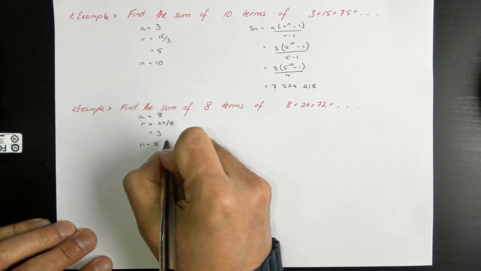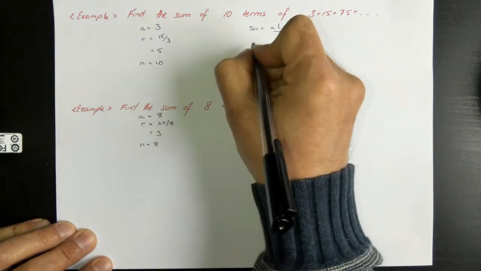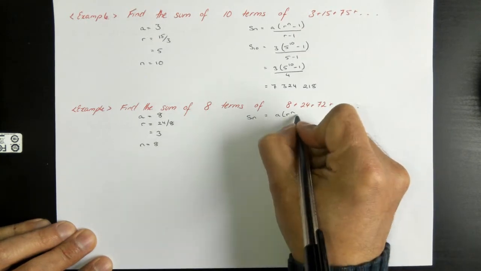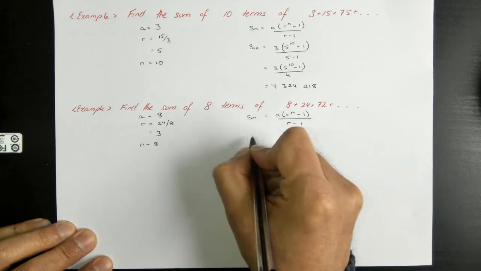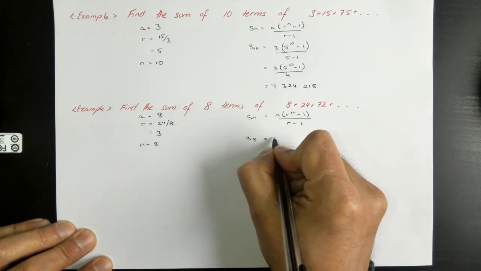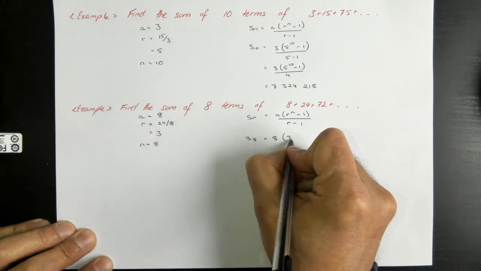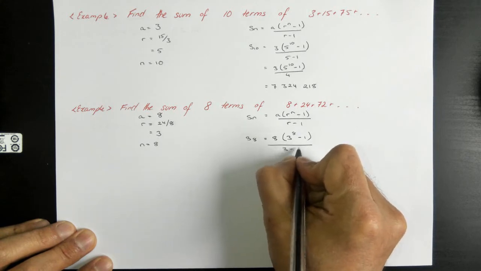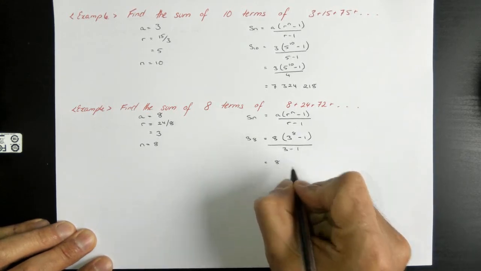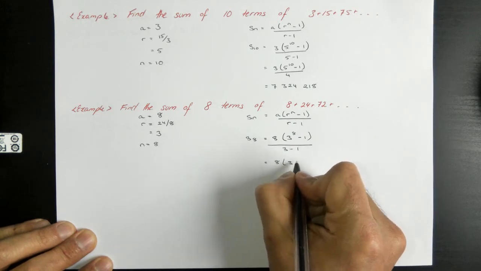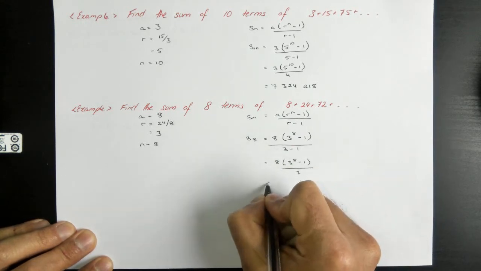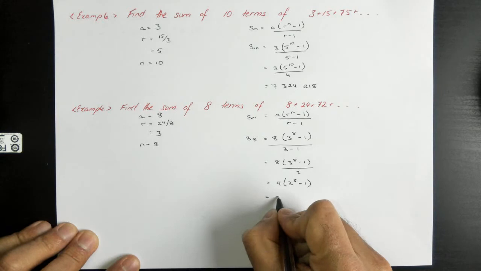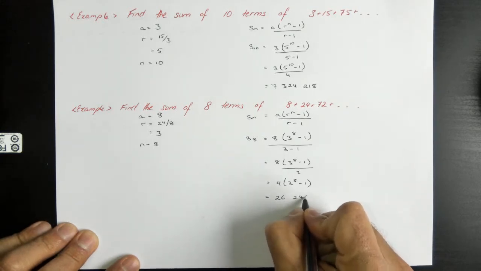3 is greater than 1, so we're still going to use this formula, a multiplied by r to the power of n minus 1 over r minus 1. So the sum of 8 terms is 8, r is 3, n's 8 minus 1, over 3 minus 1, which is 2. So 8 divided by 2 is 4. If you plug that into your calculator, we get 26,240.